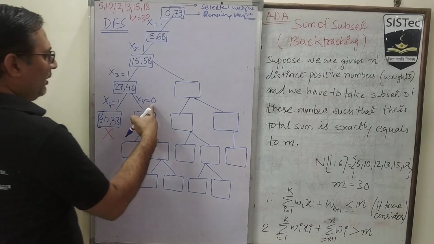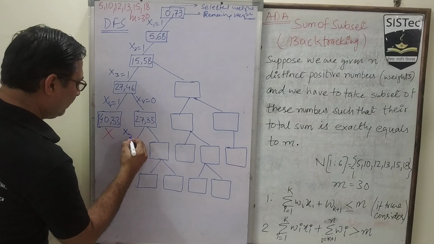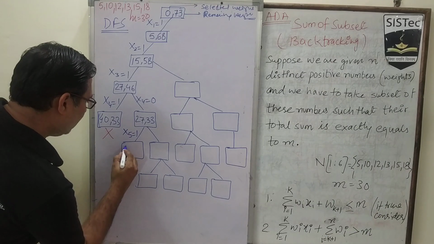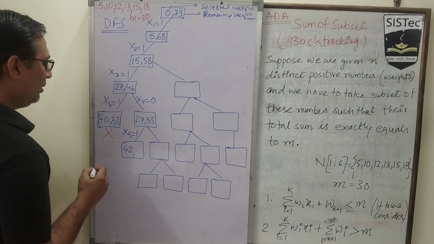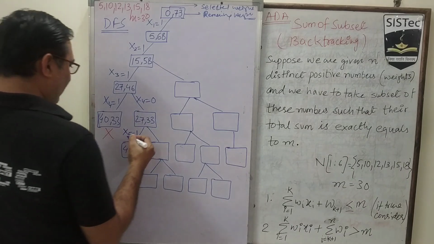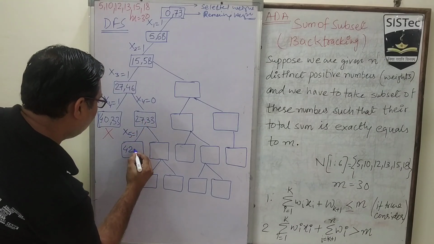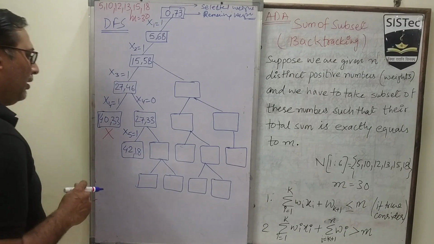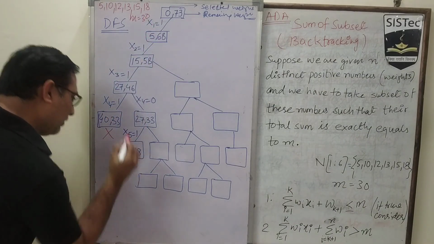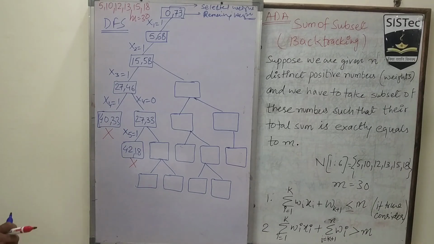Now after not selecting x4, we go for the fifth weight. We will select the fifth one, that is 15. This will be 42 and the remaining weight will be 80. Again it exceeds 30. So we will stop this solution, or we will discard this one.